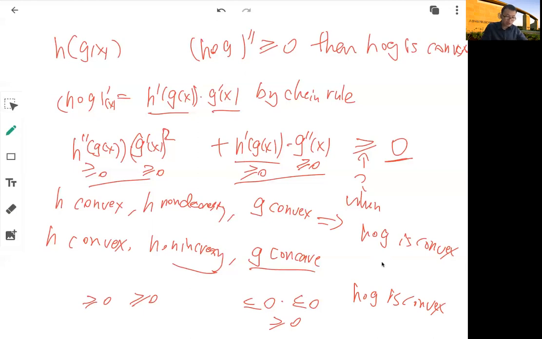So this is the right way of remembering the rule. Don't just remember the rule, remember the chain rule from calculus. With that, you are able to reproduce everything.